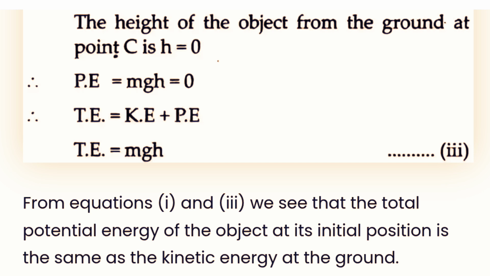Therefore, TE equals KE plus PE. TE equals mgh. (iii) From equations (i) and (iii), we see that the total potential energy of the object at its initial position is the same as the kinetic energy at the ground.